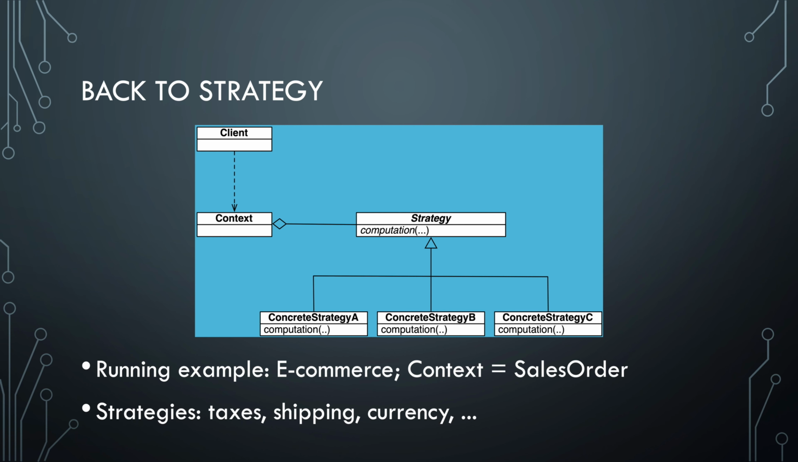A strategy allows us to encapsulate a variation using an abstract strategy class and define the implementations and subclasses. In the sales order example, we saw different implementations for taxes, currencies, languages, shipping, and so on.